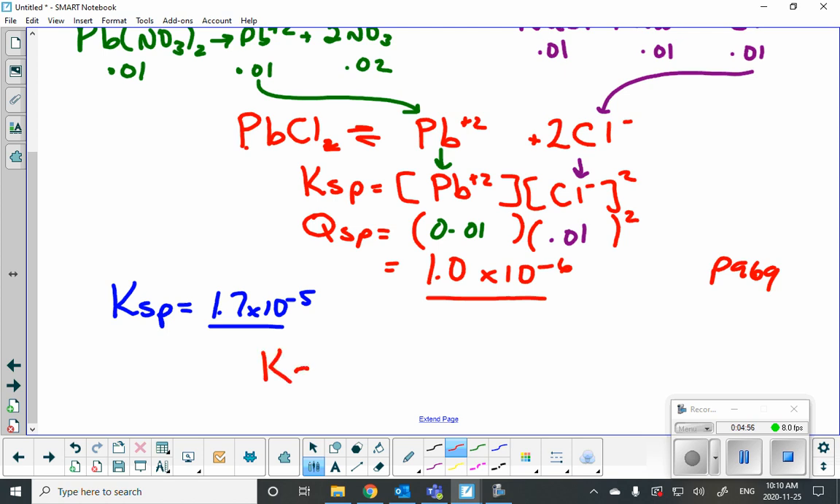So when we're comparing our Ksp and our Qsp, the Ksp is a bigger value. If the equilibrium value is bigger than what we have, there's more room to dissolve things, so there is no precipitate. If the Ksp was less than the Qsp, that would imply there were more ions in the solution than the solution could actually hold on to, and a precipitate would have to form.